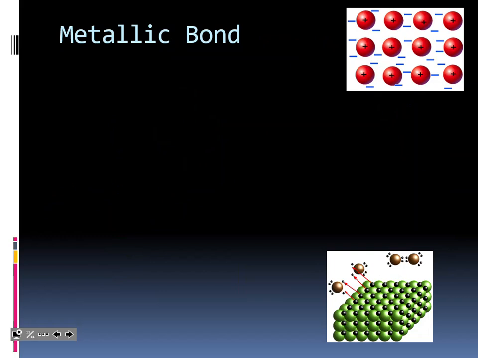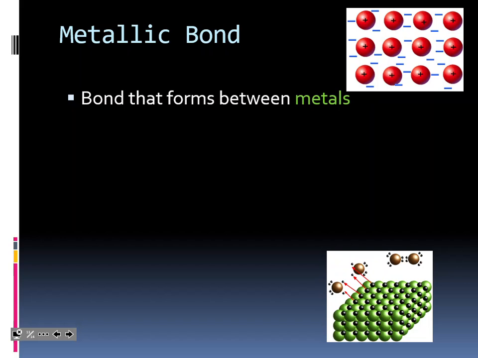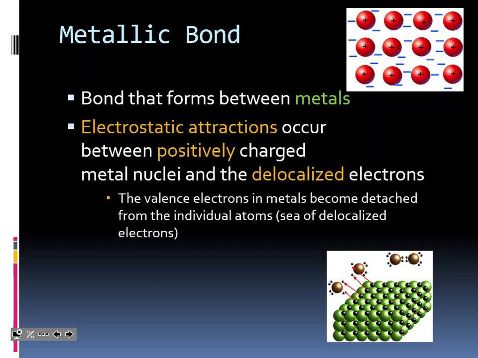Metallic bonds. Why can we have sheets of aluminum foil or copper wires where it's just atoms of the particular metal? Well, they have something called metallic bonds, and they're a little bit interesting in the way that they do their bonding. There are electrostatic attractions that occur between positively charged metal nuclei and the delocalized electrons. The valence electrons of metals have this ability to delocalize and detach, and they're sort of like this sea of electrons where they kind of distribute around the different positive nuclei.